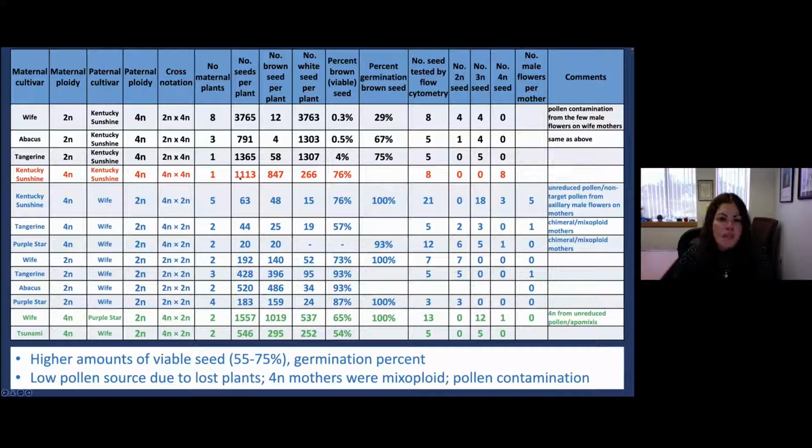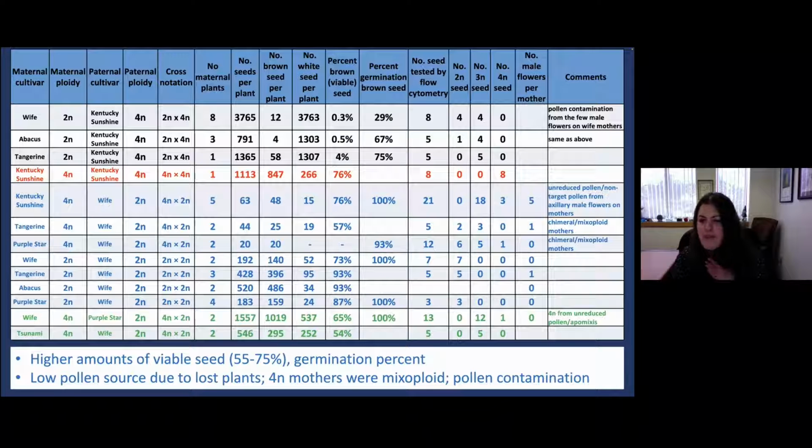So overall, you can see here, we had much fewer seed, but of those seed, we had many more brown viable seed. Even on our diploid control, wife by wife, we only had 192 seed on a pretty big plant, but 73% of them were viable. And the germination rates, we germinated a subset, were really high on those brown seed, and they were much lower for the reciprocal cross. So it worked better, but you know, we had some setbacks, but the story gets better.